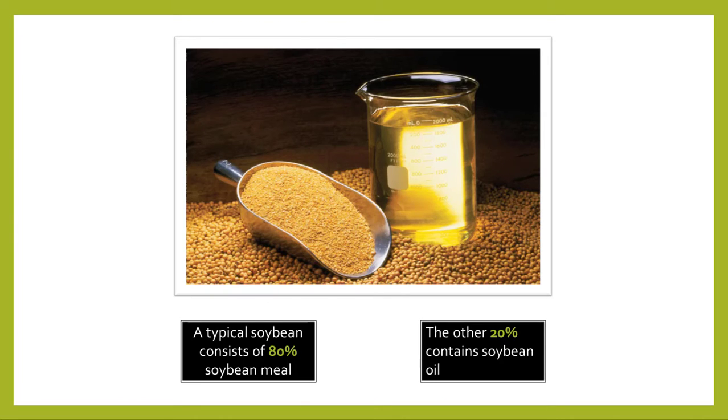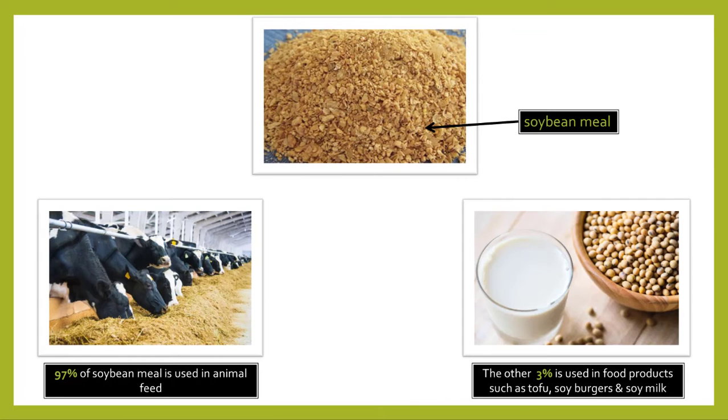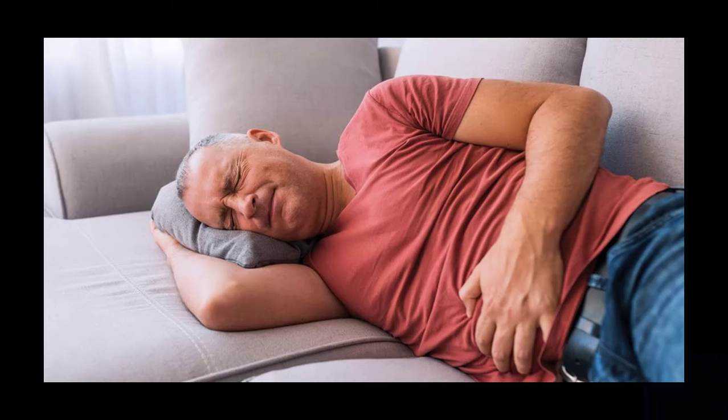A typical soybean consists of about 80% protein-rich soybean meal. 97% of this soybean meal is used in animal feed, and in fact is the most important protein source for animal feeds. The remaining 3% is used for food products such as tofu, soy burgers, and soy milk. Before a soybean can be consumed by a human, it needs to be cooked with wet heat in order to destroy the trypsin inhibitors. While raw soybeans are not highly toxic, they will give you a stomachache.